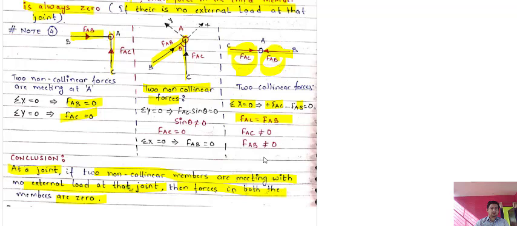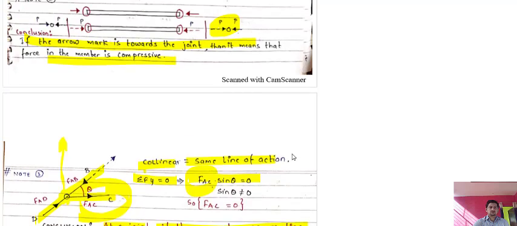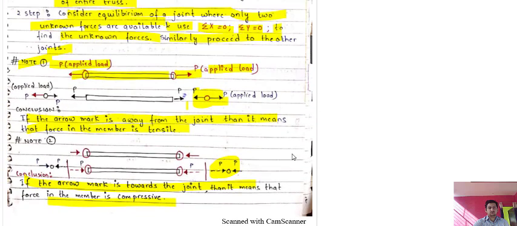I hope this point is clear. If two members are collinear, then the force in the third member will be zero. If they are non-collinear, only two members we are talking about, so the forces in both of those members will be zero. So this is all about the method of joints.